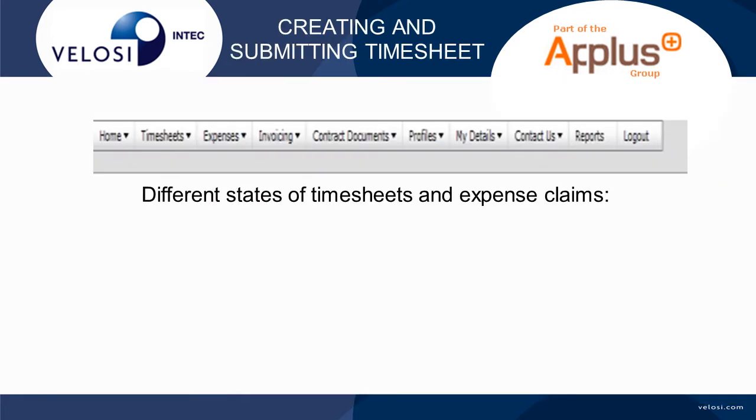Before we go into the details of entering information into your timesheet, you need to be aware of the different states of timesheet and expenses claims. These are draft. A draft timesheet is one that you have created and saved, but not yet submitted. The draft option is not available to expenses. Submitted. A submitted timesheet or expenses is one that you have created and submitted for approval. Submitted timesheets and expenses cannot be modified, so please take a moment to ensure the details are correct before submitting.